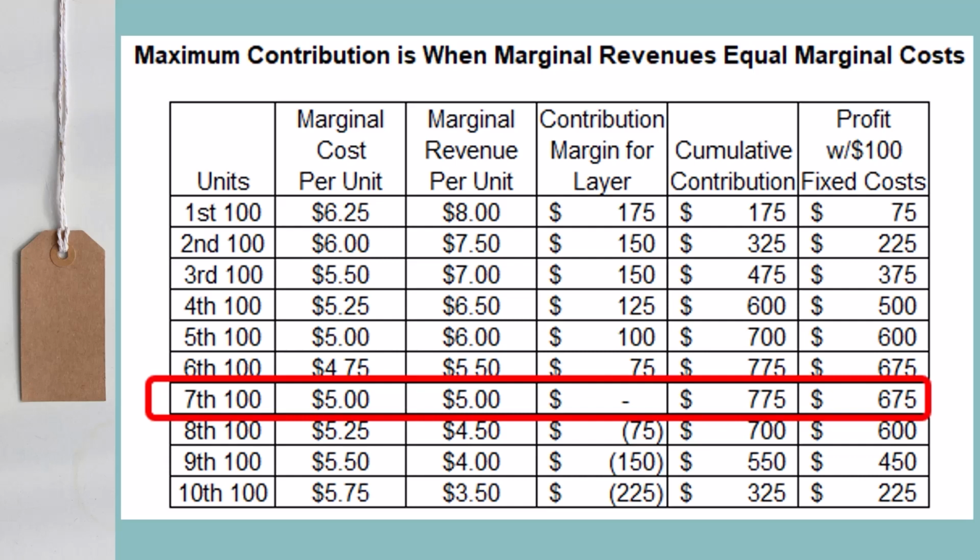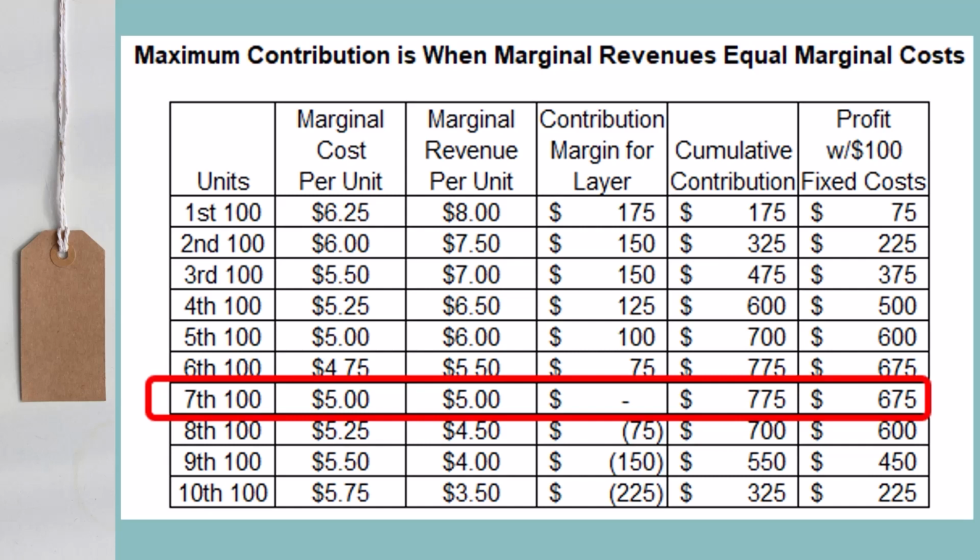Notice that the cumulative contribution peaks when marginal costs are $5 and marginal revenue is $5. Not surprisingly, the marginal contribution for this layer is $0. Marginal contribution and cumulative contribution both decrease after the seventh layer. You may notice that the cumulative contribution was also $775 after the sixth layer. It may be more precise to say cumulative contribution increases when marginal costs are less than marginal revenue. Cumulative contribution does not change when marginal costs equal marginal revenue, and cumulative contribution decreases when marginal costs are greater than marginal revenue.